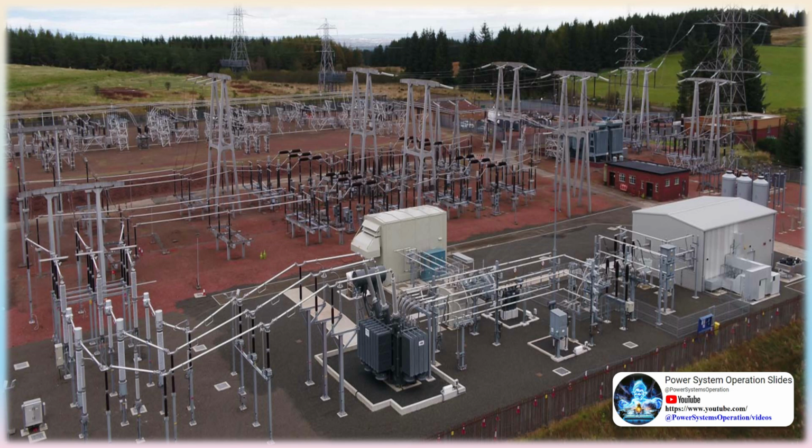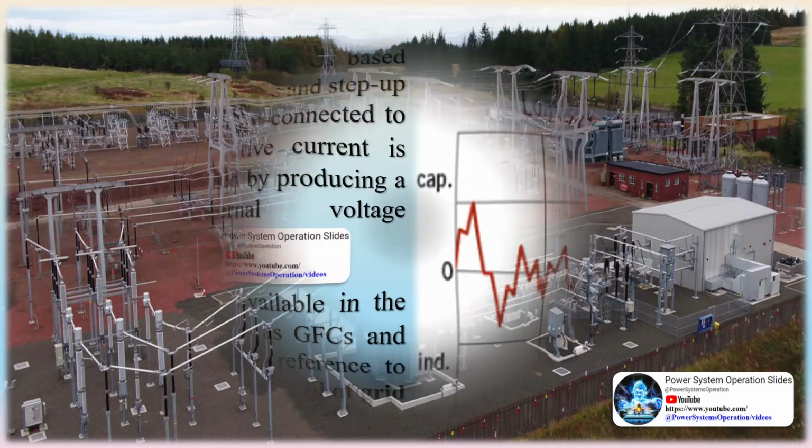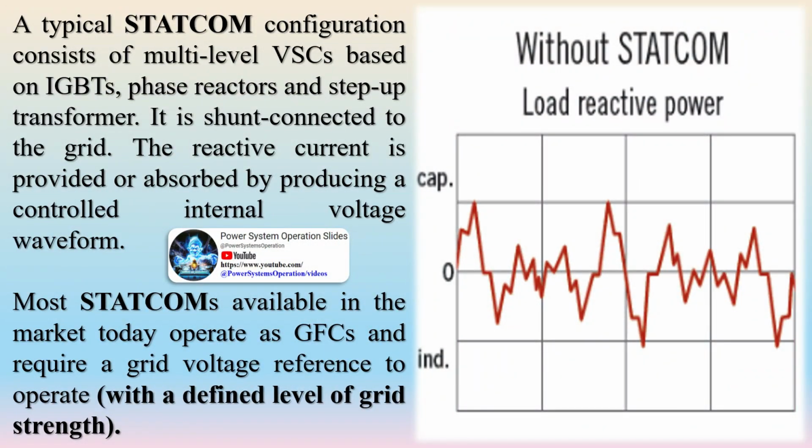with a defined level of grid strength. The voltage waveform is adjusted in its response with reference to the grid connection point voltage. In general, the STATCOMs operate as AC current-controlled devices, although the control of the output current is achieved via the regulation of the STATCOM internal voltage behind the phase reactor in amplitude, whereas the angle is close to 90 degrees with respect to the grid connection point voltage.